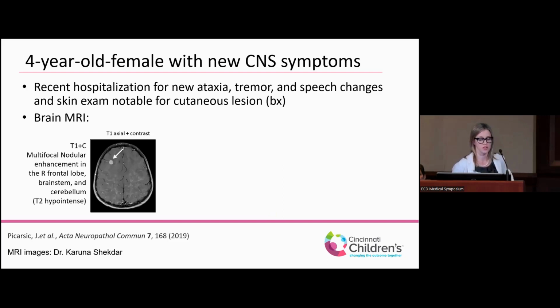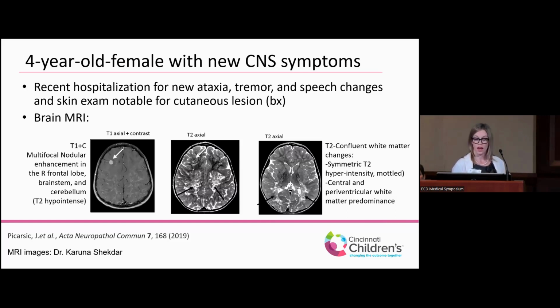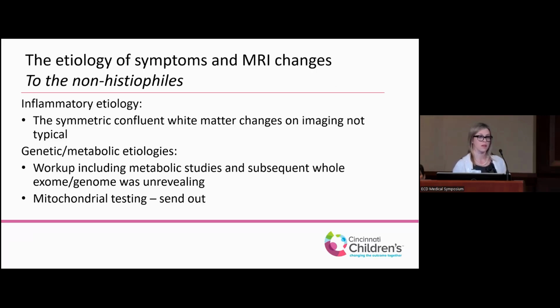they did note that not only did she have these multifocal enhancements in the right frontal lobe and brainstem and cerebellum, but there was also this very notable T2 hyperintensity. And for many of us in the room, these features looked very reminiscent of what we know in LCH of neurodegenerative type disease. But in a pediatric setting, this wasn't thought about at all, and they were very concerned about these white matter changes of whether this was an inflammatory or genetic type background.